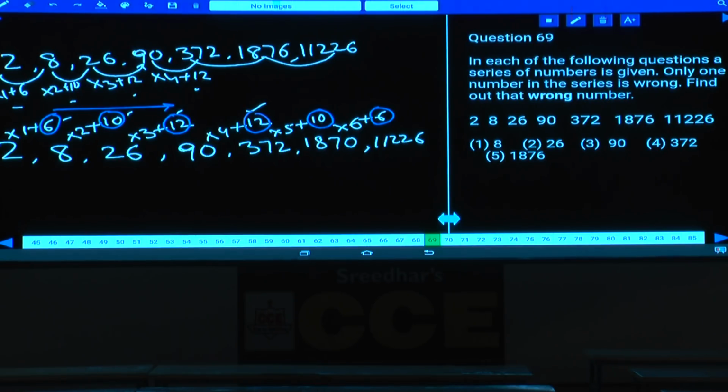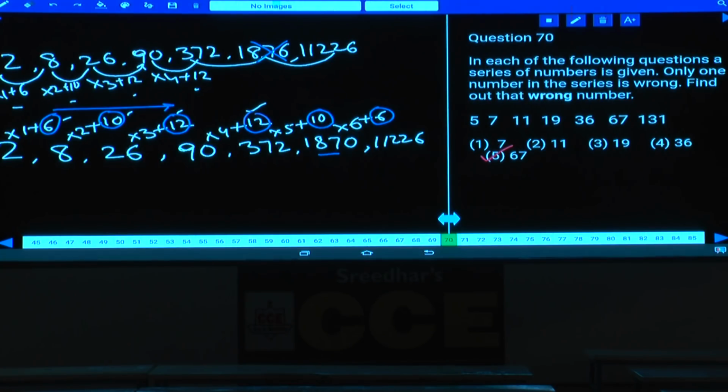Done? Hence what is the wrong number here? Here the wrong number is 1876 and the correct number is 1870. Choice 5. Question number 69, choice 5 is the answer. Then question number 70.